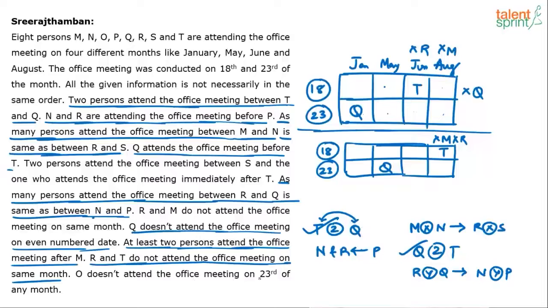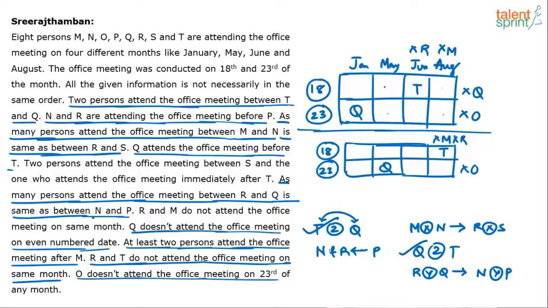O doesn't attend the office meeting on 23rd of any month. Meaning what? O cannot come in the second row. So we have been able to fill this so far. We know where exactly Q comes and T comes. We've got two cases according to them. And then we know that R cannot come in June in case 1. M cannot come in August in case 1. And M and R both cannot come in August in case 2.